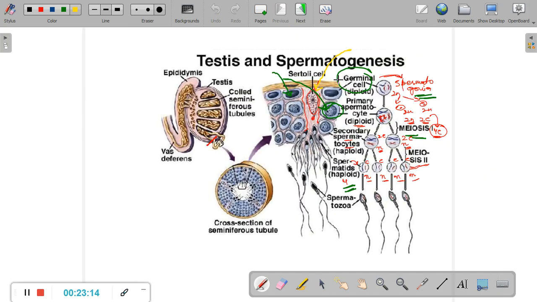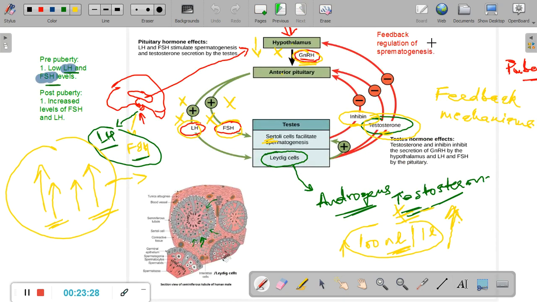I hope the process of spermatogenesis in the testis is clear to you. How is this formed? What are the different stages? What particular cell undergoes mitosis? What particular cell undergoes meiosis? And what is the function of Sertoli cells? And also, how the feedback regulation of spermatogenesis is executed by the body is clear to you.